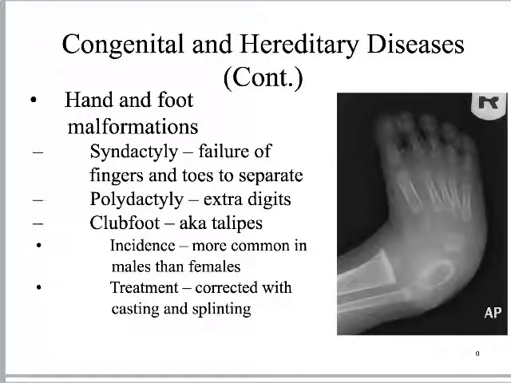Okay, some things that affect the hand and foot. Syndactyly. We have an image of this in the textbook on page 25. It means failure of the fingers and toes to separate.